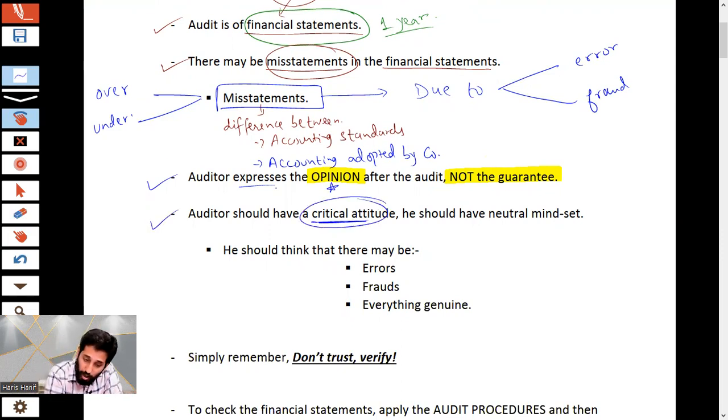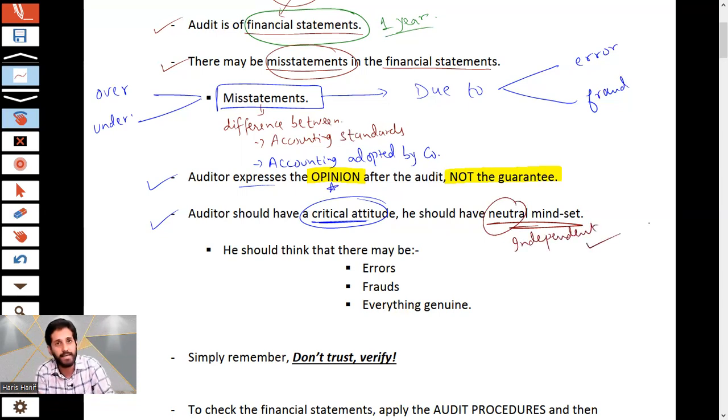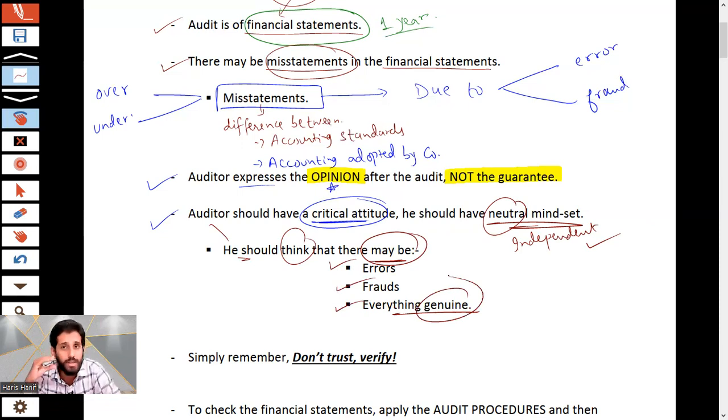Auditor should have a critical attitude. What do you mean by the term critical attitude, students? That you have to maintain a neutral mindset. For example, I am Haris Hanif, and I have prepared the financial statements. You should not believe in advance that because they are prepared by Haris Hanif, they are okay, or that they are not okay and not true and fair. You should have a critical attitude and an independent mindset. The auditor should think that there may be error, there may be fraud, there may be everything genuine. So you do not need to believe in advance that the financial statement is true and fair or not true and fair. You just have to maintain a neutral mindset.